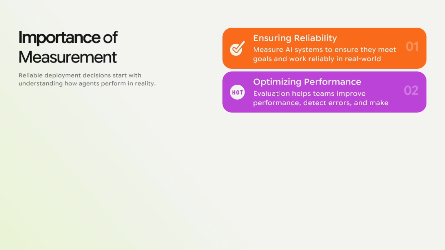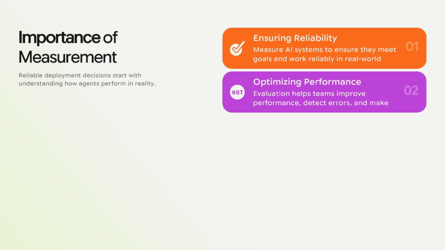So, the importance of measurement. Remember, before you measure, you have to monitor. So you monitor, set alerts and collect metrics. Then you can define rules for your metric, collect the metric, and then you can visualize the metric. That's called measurement. So reliable deployment decisions start with understanding how agents perform in reality.